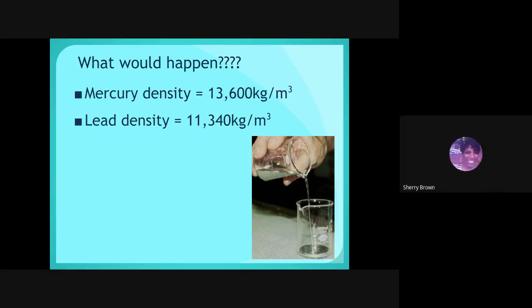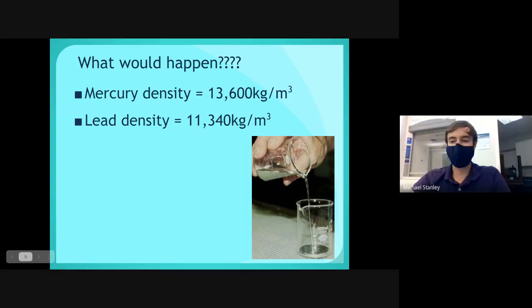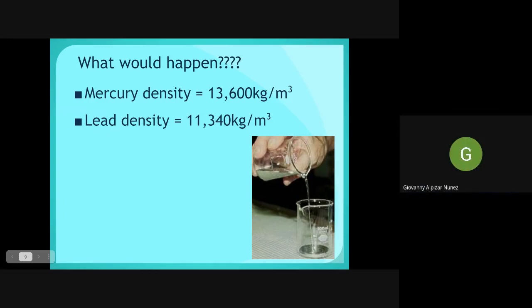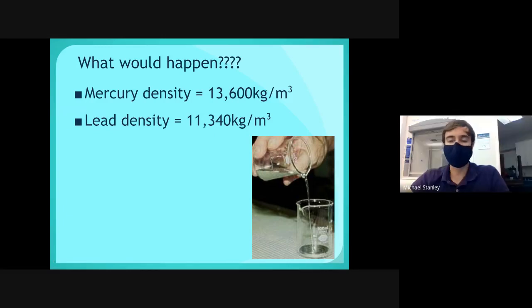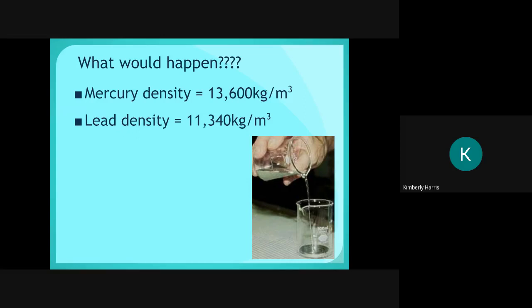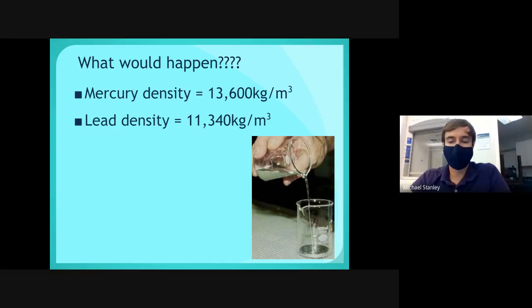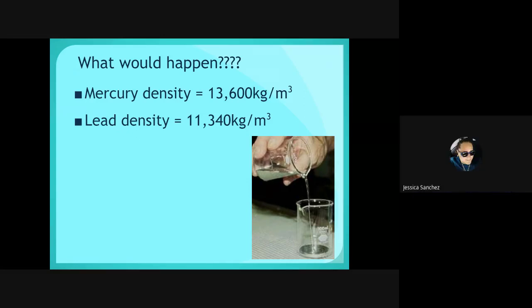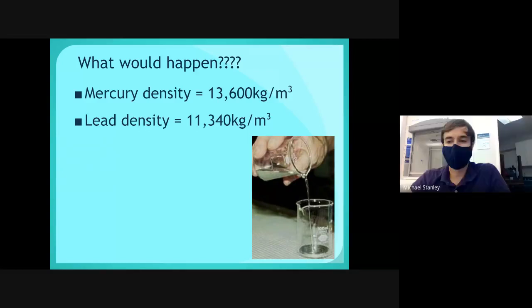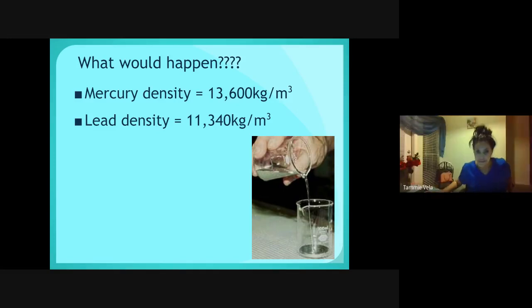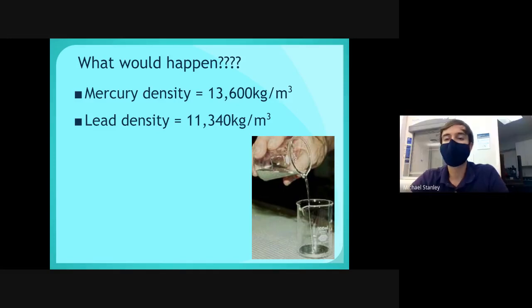Sink to the bottom. All right, I got sink to the bottom. Anybody else? Any other guesses? I'd say float. All right, we got one sink and one float. Anybody else? Feel free to chime in. I think it'll sink. Got some sink. Anybody else? Sink. Another one for sink. Got another sink.